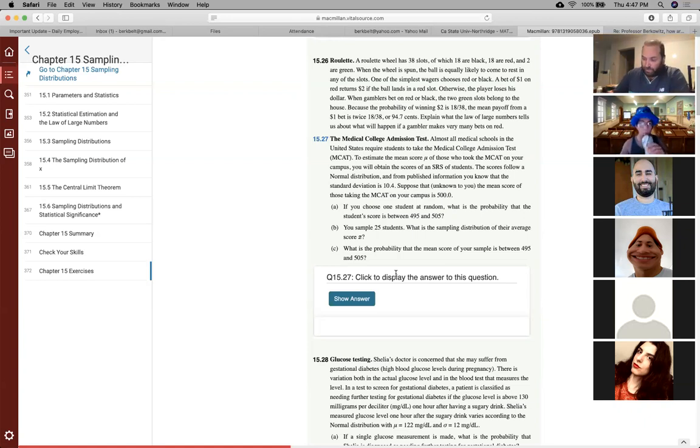Now, A, if you choose one student at random, what is the probability that the student score is between 495 and 505? How would I do that? Use any means necessary. How would I get the answer to that question? If you choose one student at random, what is the probability that the student score is between 495 and 505?